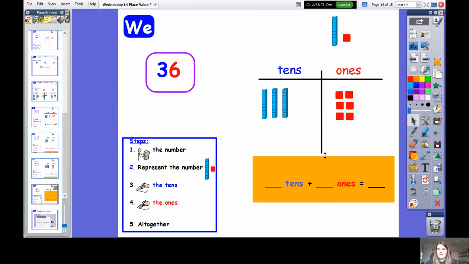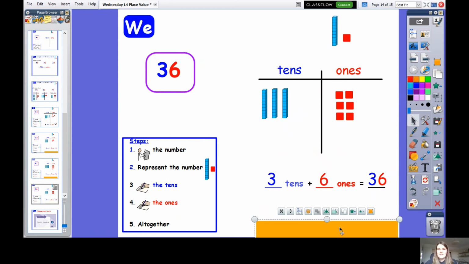So does yours look like this? Great. You should have 3 tens because 3 groups of 10 make 30, and you should have 6 ones. So what's our answer? 3 tens plus 6 ones equals 36.